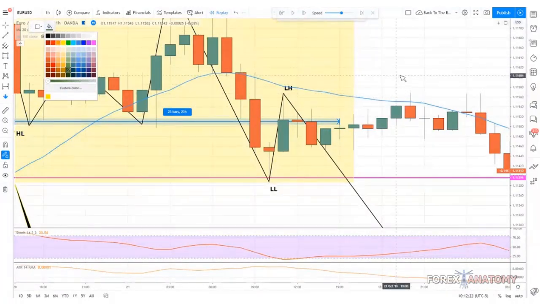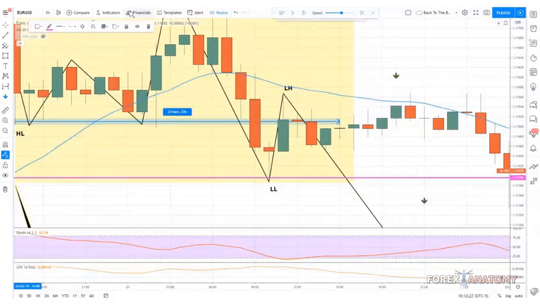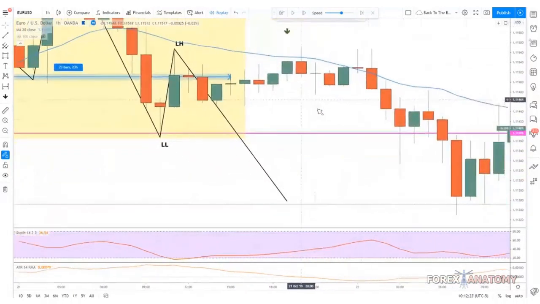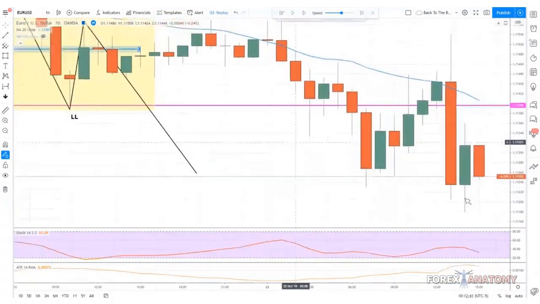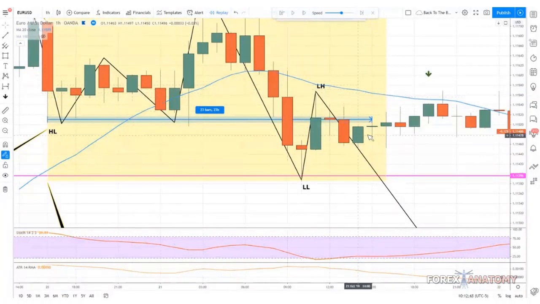I'll just keep it green. Somewhere right around here, you'll be looking to sell, and you'll trade this lower. And as you can see, price fell for most of the day. But we were able to predict what would happen by looking at the previous day's price action.